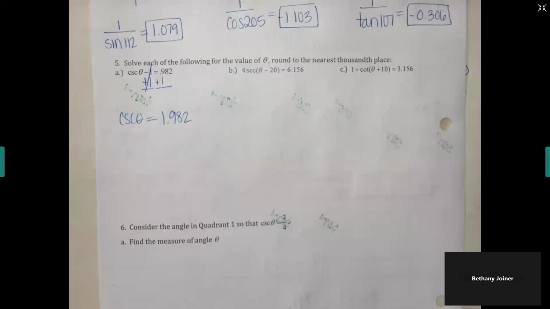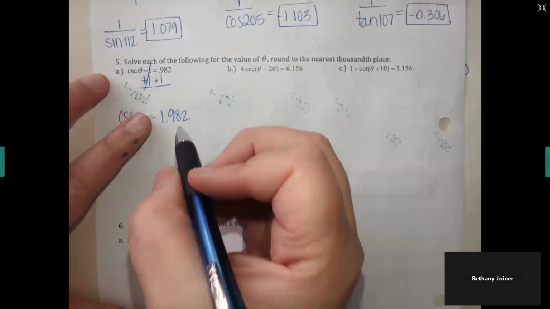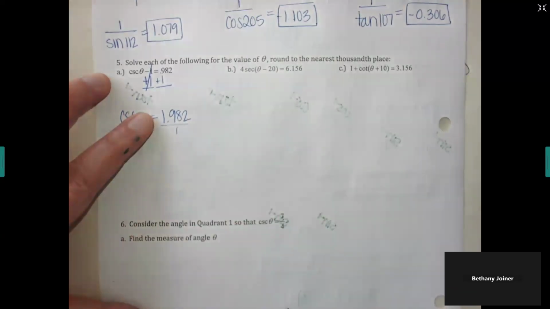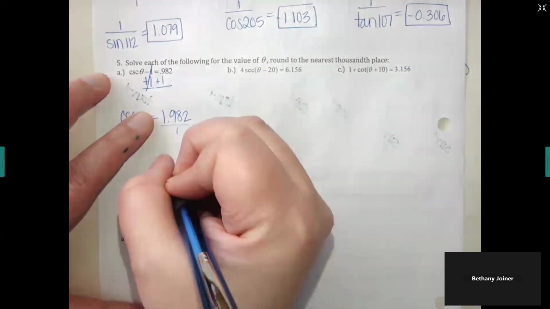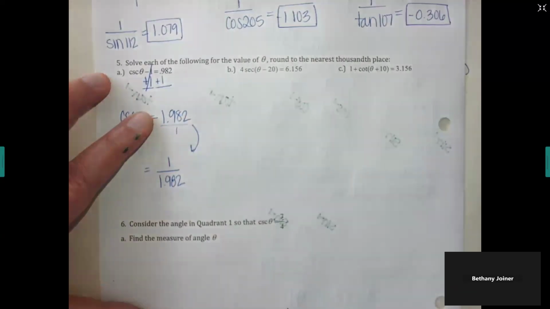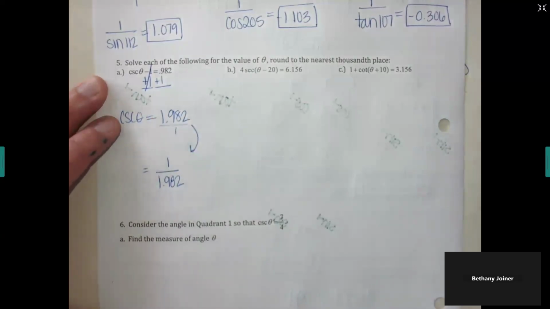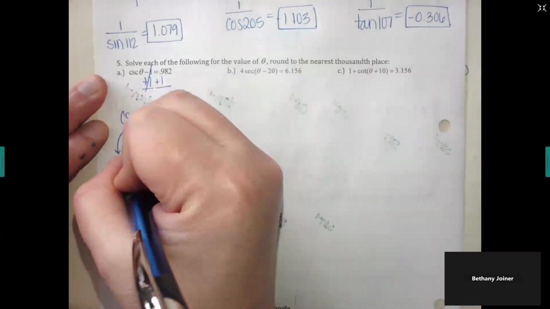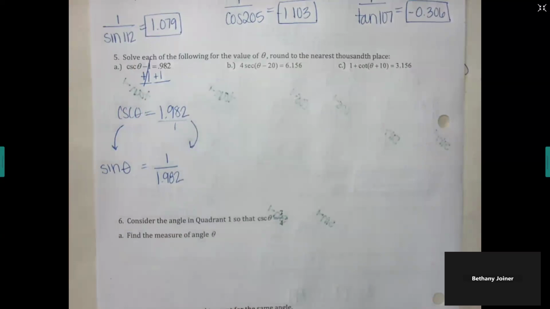Okay, but what you can do is if I want CSC to go back to one of my original 3, I can flip both sides. So what I mean by that is that if this is 1.982, I'm going to put it over 1. And then I'm going to flip the fraction, so that now it's 1 over 1.982. And then when I flip CSC, which of the 3 does that go back to? Sine, very good. And now that it's back to a regular sine, I can use second sine on the calculator to solve.